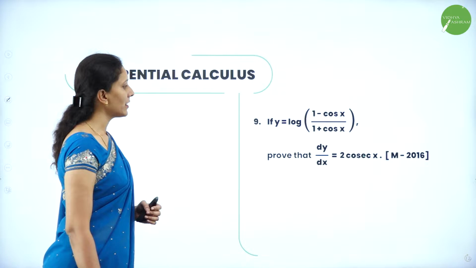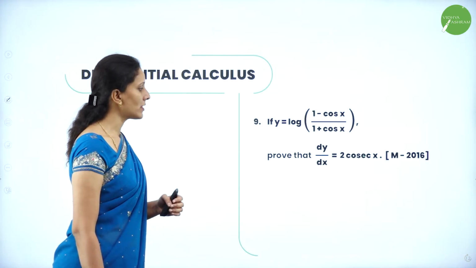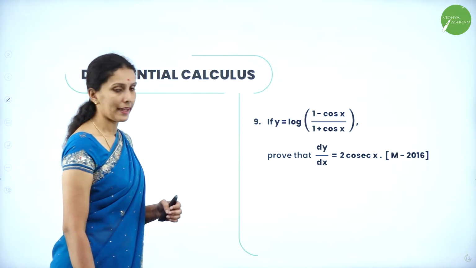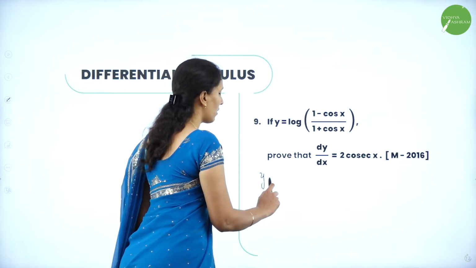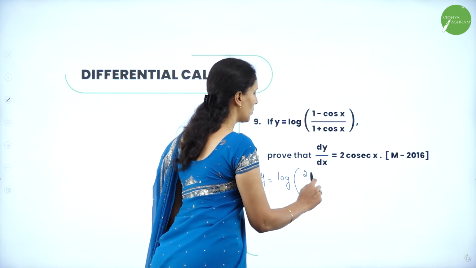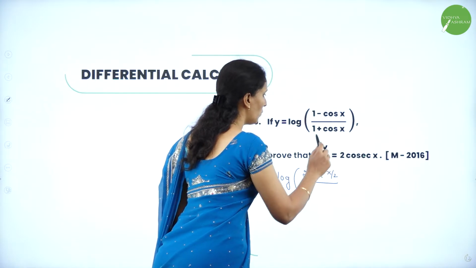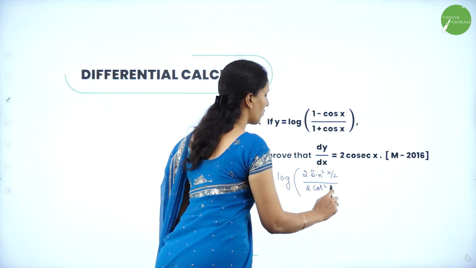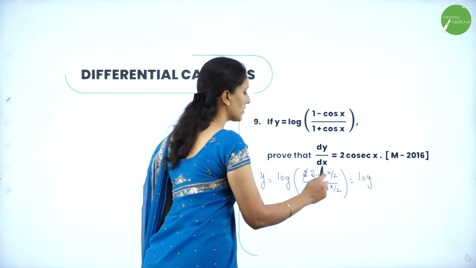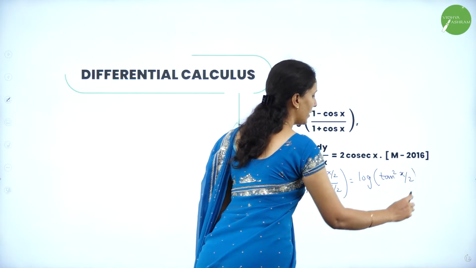Next one, if y is equal to log of 1 minus cos x divided by 1 plus cos x, prove that dy by dx is equal to 2 cosecant x. So, here y is equal to log of, I can write 1 minus cos x as 2 sine square x by 2 divided by 2, 1 plus cos x as 2 cos square x by 2. So, 2 gets cancelled. I will get log of sine square by cos square, which can be written as tan square x by 2.